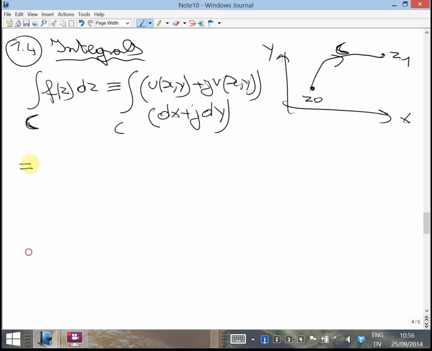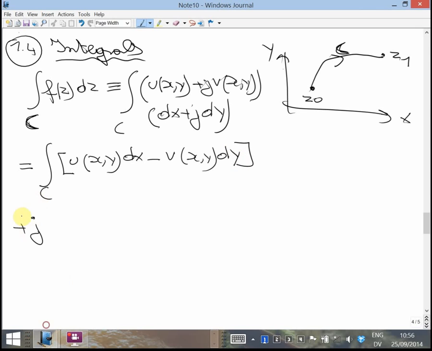That means we can split this into two real valued line integrals, one involving the real parts and one involving the imaginary parts. So we have the integral of u of x,y dx minus v of x,y dy. That's the first part. And then plus j times a second part for the imaginary stuff, which is v of x and y dx plus u of x and y dy.